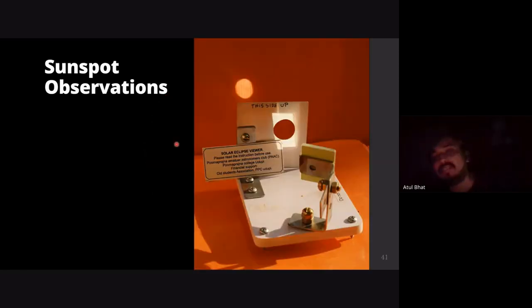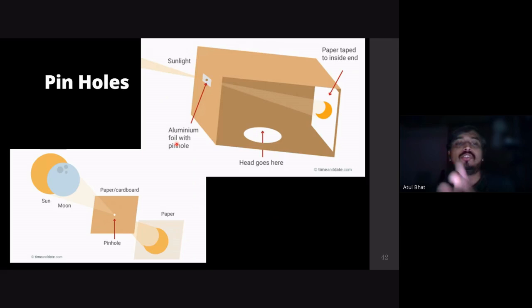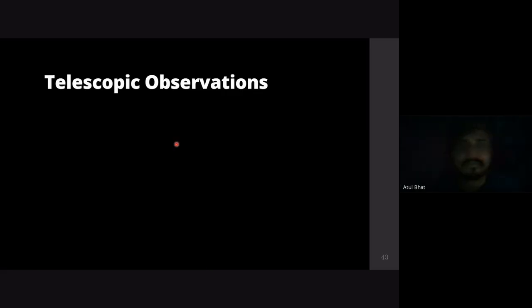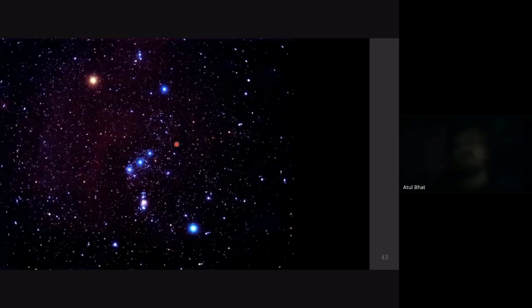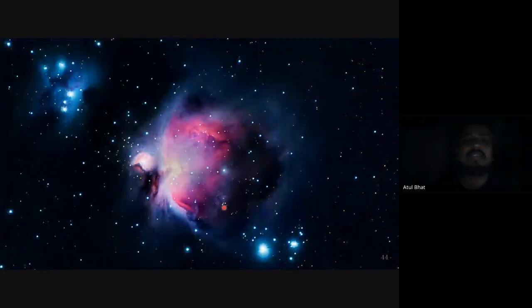Another way to observe, I told you, is the pinhole projector. You'll find multiple projectors, which are basically holes and mirrors put together. But the safest option is this, to have a cardboard box, put a paper in there, mark the circle, and mark the sunspots. For telescopic observations, all of us know it's easier to get information about this online. The night sky is beautiful when you look at it. In fact, you'll find so many beautiful things like the Orion Nebula here, which is so beautiful that if you Google the images, you'll find beautiful color images.